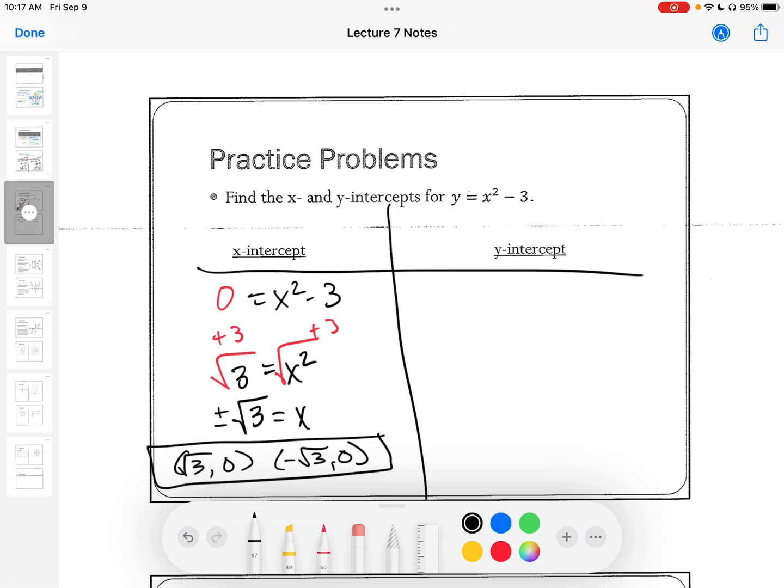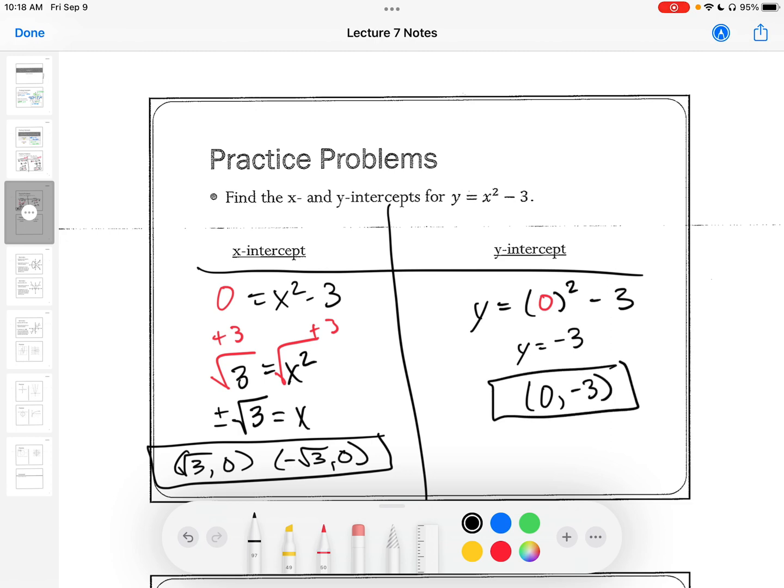Okay? Next, we have our y-intercept. A lot of people don't want to show work on this. Still show your work. Okay? I'm going to plug in a 0 for my x when I'm trying to find the y-intercept. So y equals 0 squared minus 3. Okay? Well, 0 squared, that's just 0. So we get y equals negative 3, which means that our y-intercept is 0 for my x, negative 3 for my y. Okay, let's run through one more example here real quick.